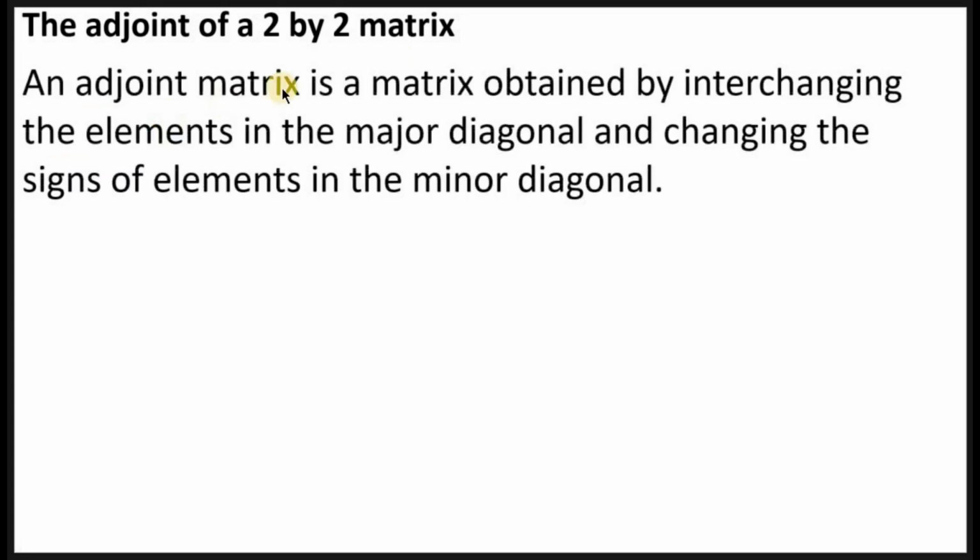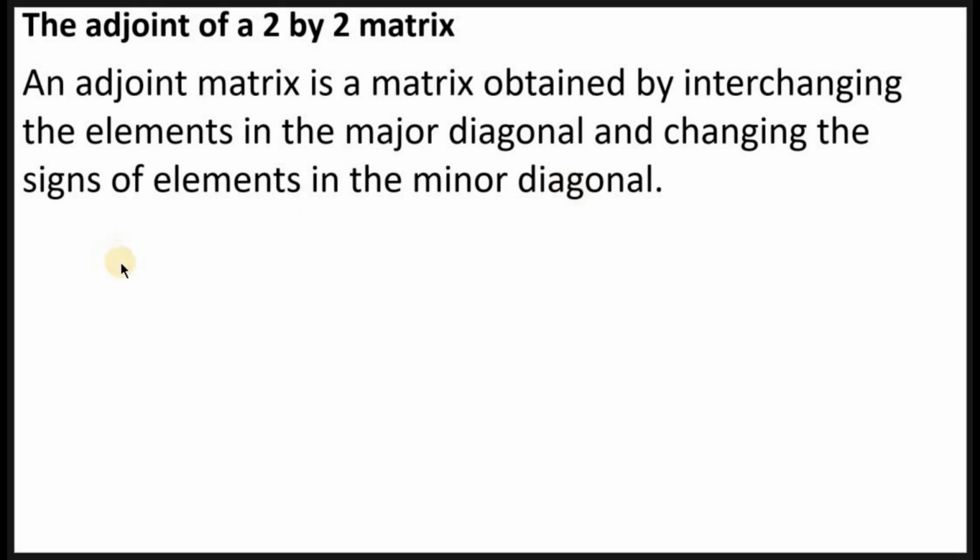Now let's move and look at the next operation, which is the adjoint of a 2 by 2 matrix. Again, this is another operation carried out on matrices. So we are saying an adjoint matrix is a matrix obtained by interchanging the elements in the major diagonal and changing the signs of the elements in the minor diagonal. Okay, so when you have a matrix, you interchange the elements in the major diagonal, and then you change the signs of the elements in the minor diagonal. Then what you come up with is an adjoint matrix.